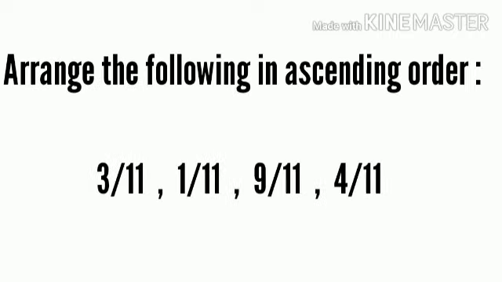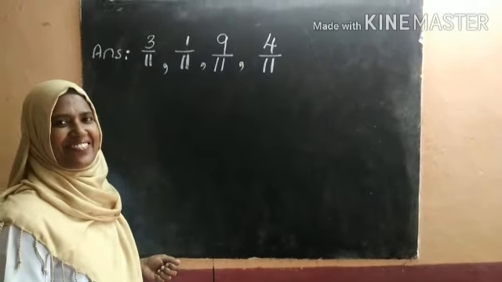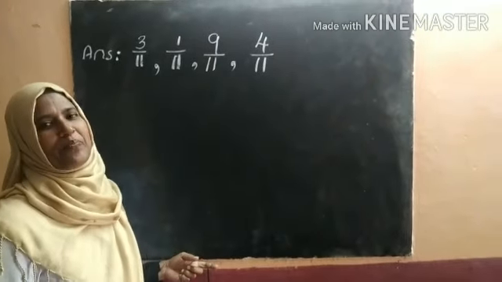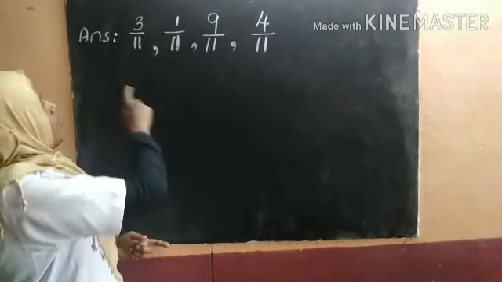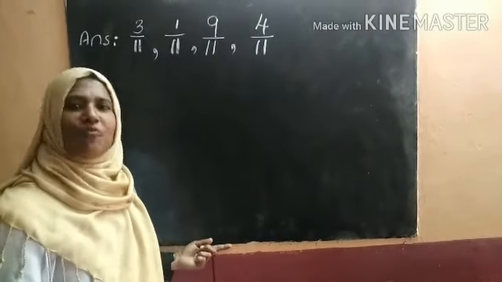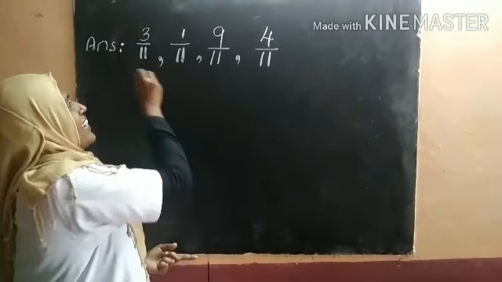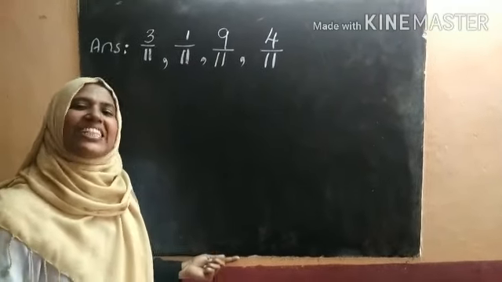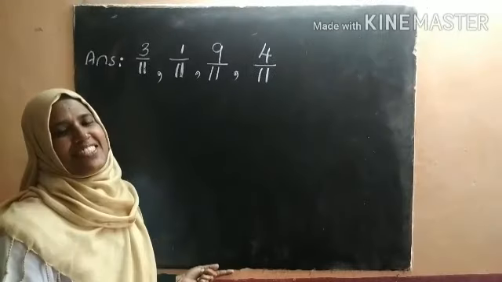Now, let's go to the problem. Arrange the following in ascending order: 3 by 11, 1 by 11, 9 by 11 and 4 by 11. This is the given set of fractions to arrange in ascending order. First of all, we have to find out the speciality of the fractions. In these fractions, all denominators are the same. So, these fractions are like fractions.